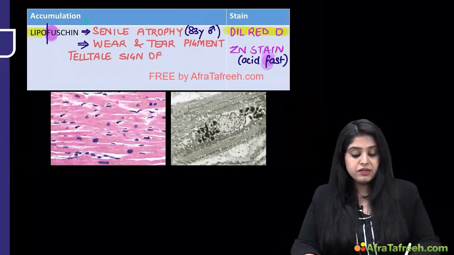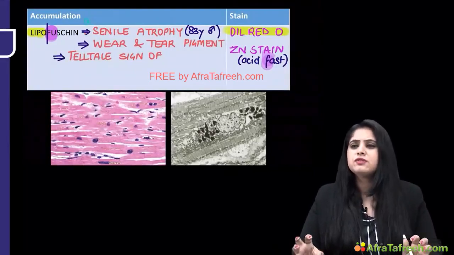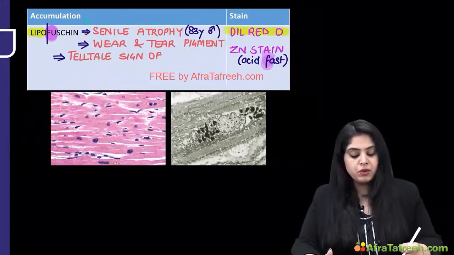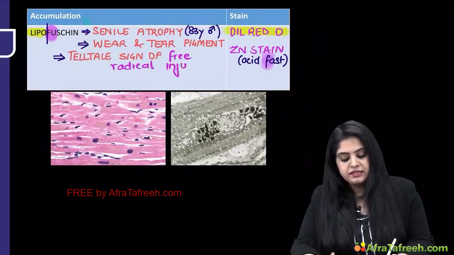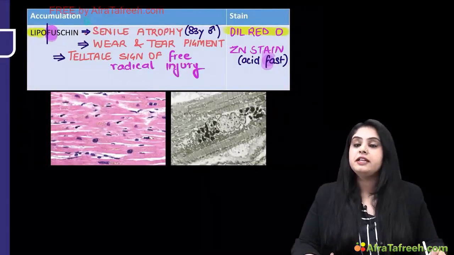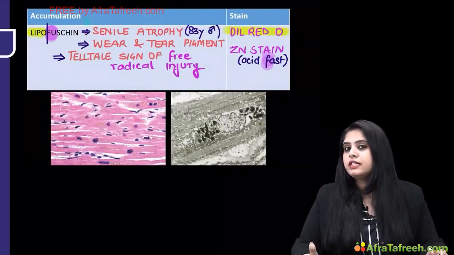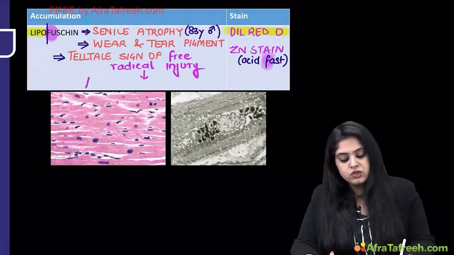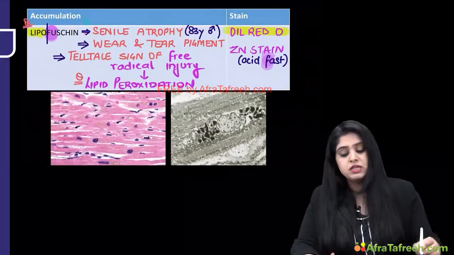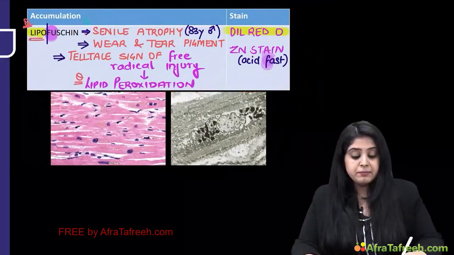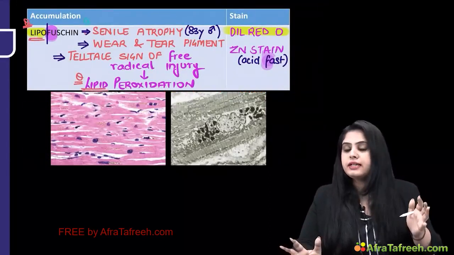And next, why is there going to be so much repair, so much distress in the body, so much wear and tear in the body? Because this is a telltale sign of free radical injury. So lots of free radical injury happens with age. Free radical injury leads to what? It leads to lipid peroxidation, and that is the reason that lipofuscin is formed. So they can also ask you, what is the mechanism behind lipofuscin formation? Where did the lipo word come from? Because lipid peroxidation has occurred. How do I identify this?